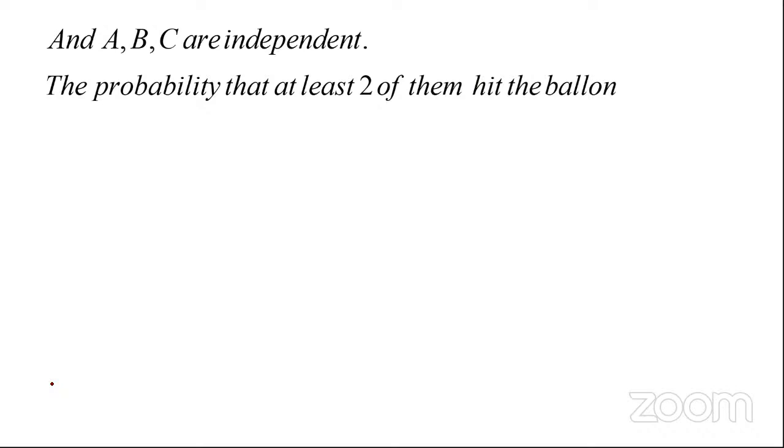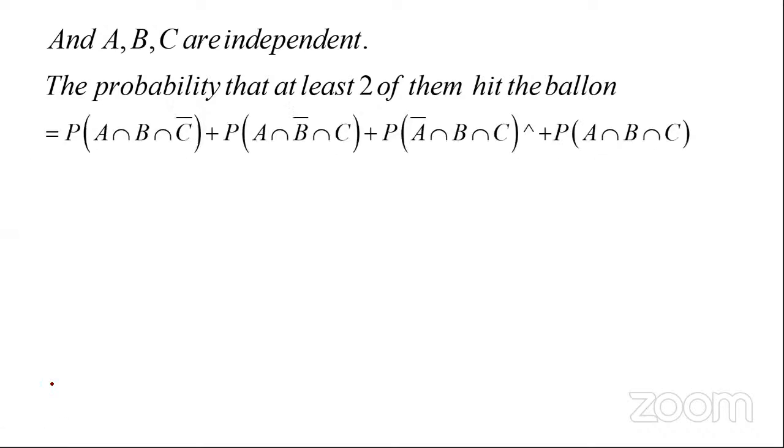So the probability that at least 2 of them hit the balloon: I'm taking P of A intersection B intersection C bar, plus P of A intersection B bar intersection C, plus P of A bar intersection B intersection C, plus P of A intersection B intersection C. So at least 2 of them will hit the target.